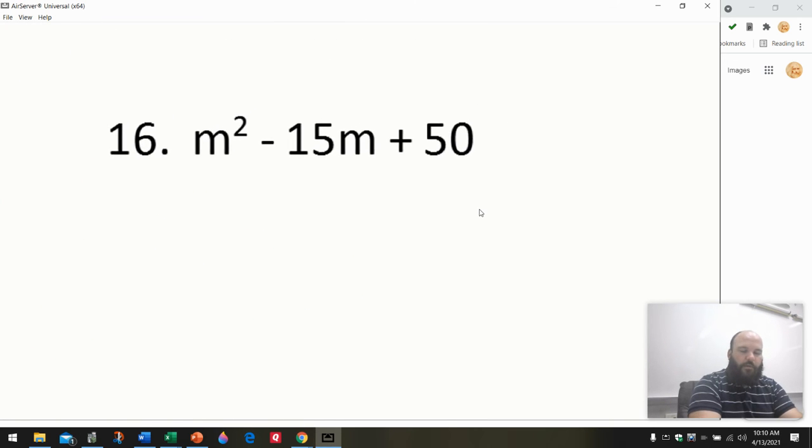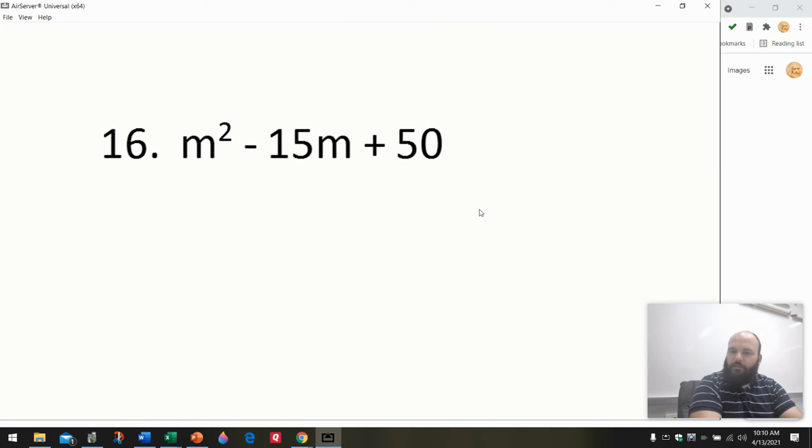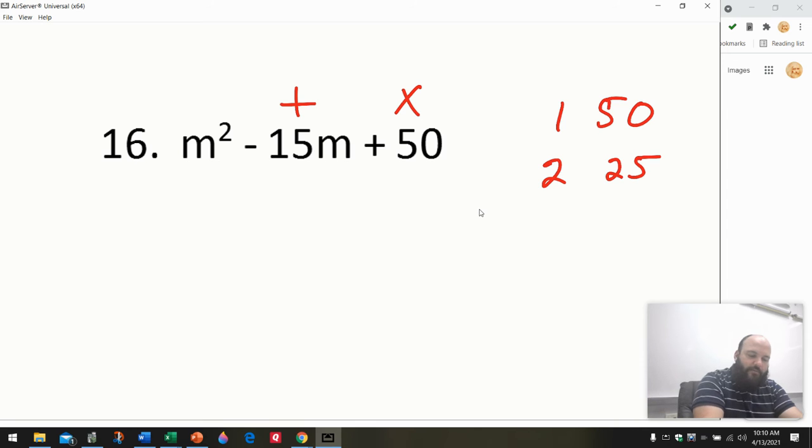Do another one. You can see that these last numbers are bigger, which, in my opinion, makes them a little harder because there's more factors that you have to consider. Once again, they need to add to be negative 15. They need to multiply to be positive 50. So we're going to go through the factors of 50, 1 and 50, 2 and 25.